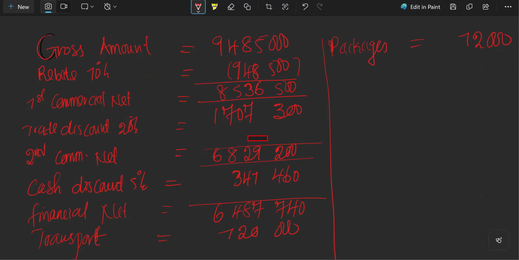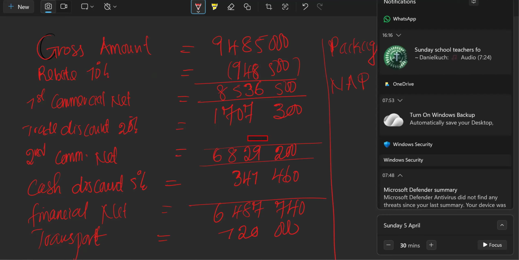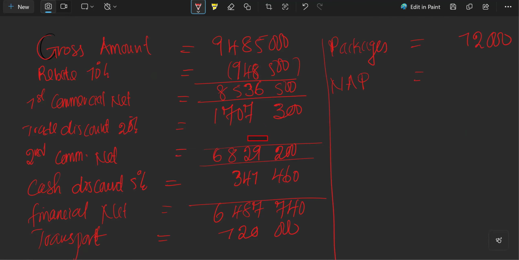And then after that, we're going to have now a net amount payable. It will sum from commission net. It will sum from here, plus here. We're going to have a total amount of 6,619,740 francs. Okay, so this is our net amount payable on the invoice.